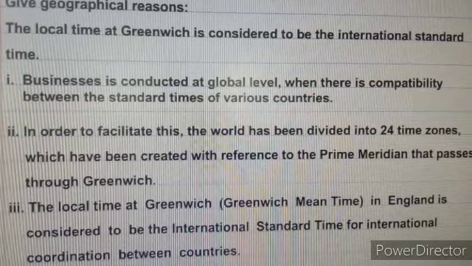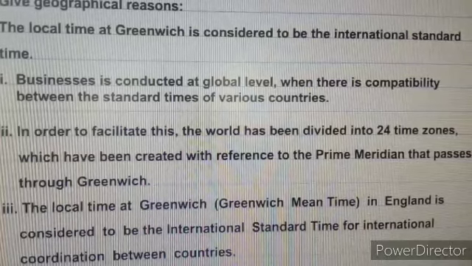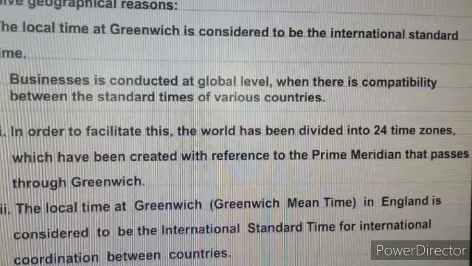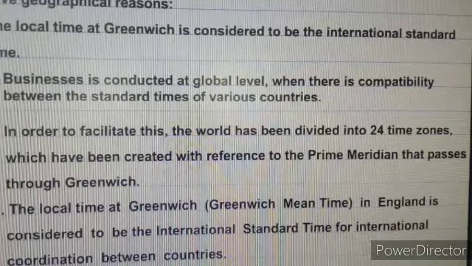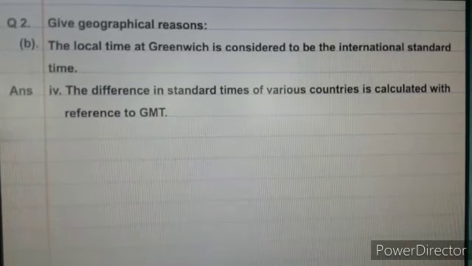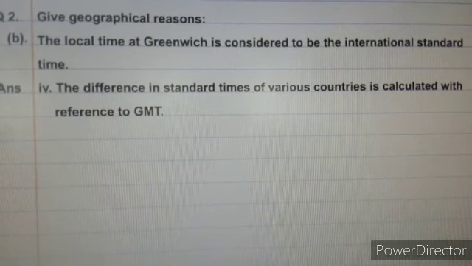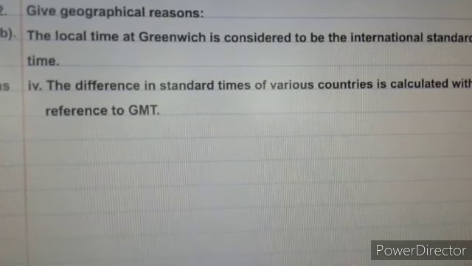Third point, the local time at Greenwich, that is Greenwich Mean Time in England, is considered to be the international standard time for international coordination between countries. Fourth point, the difference in standard times of various countries is calculated with reference to GMT.